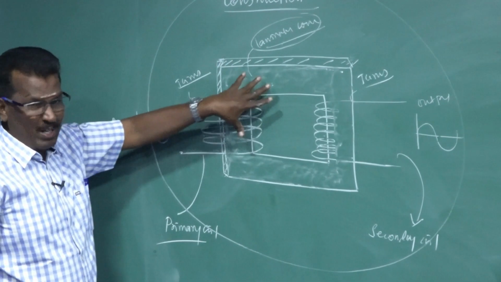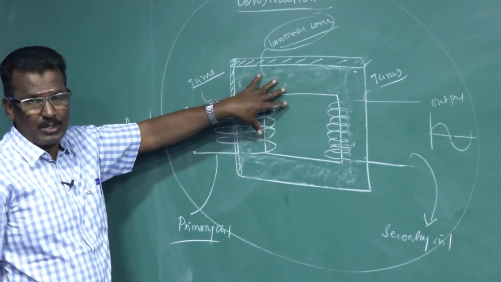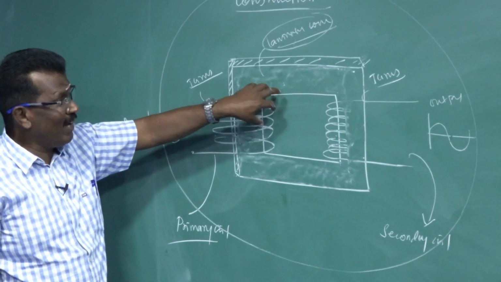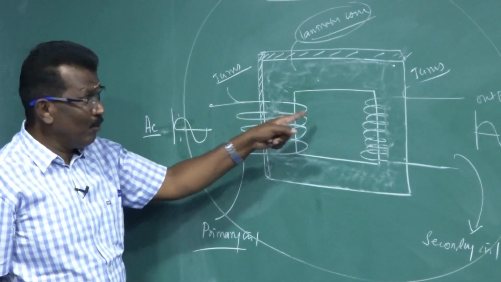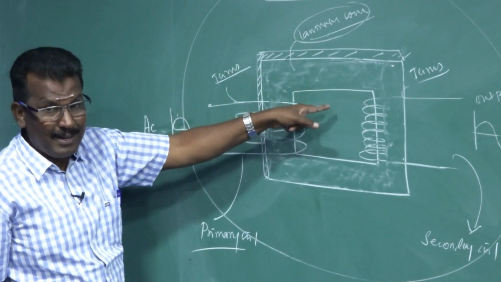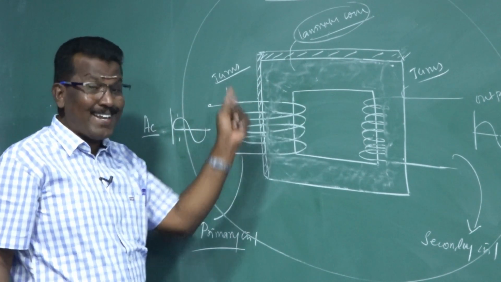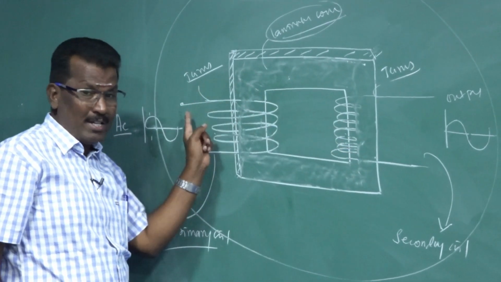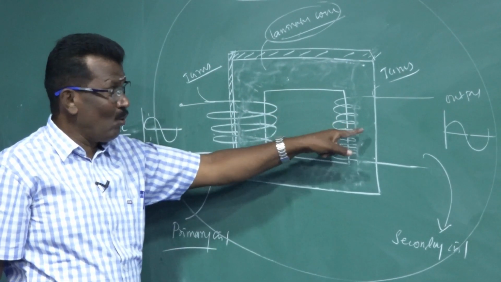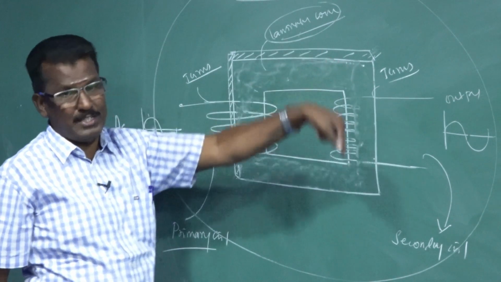How does the transformer work? What is the principle involved in a transformer? Now, what are we going to study about the transformer? A transformer is an electrical device which converts electrical energy, that means low voltage into high voltage or high voltage into low voltage, where the low voltage is used, where the high voltage is used.